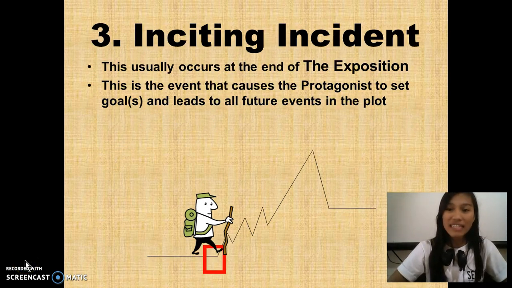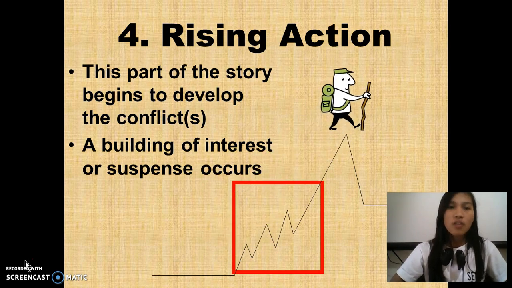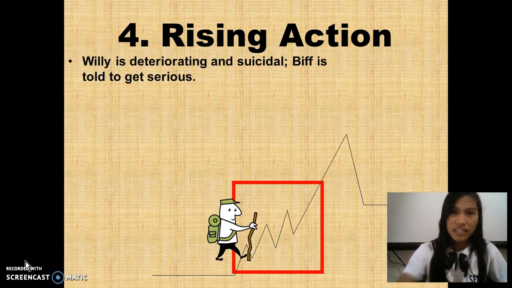Next, we have the inciting incident. This usually occurs at the end of the exposition. This is the event that causes the protagonist to set goals and leads to the future events in the plot. And of course, not to forget the rising action. This part of the story begins to develop the conflicts. A building of interest or suspense occurs. Let's see the rising action in the story.